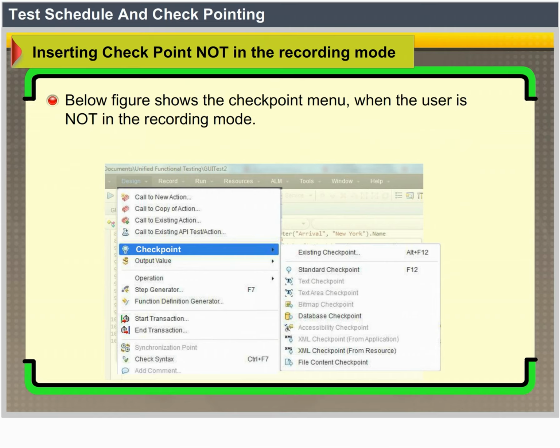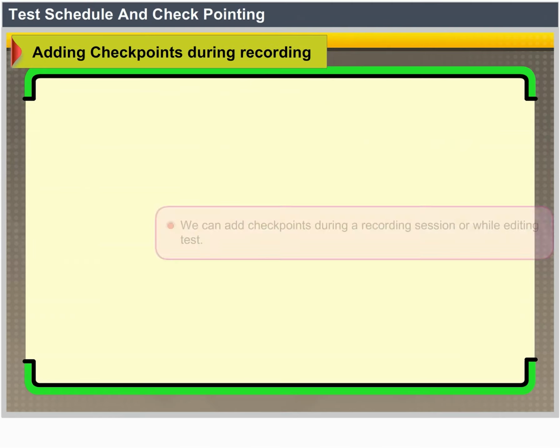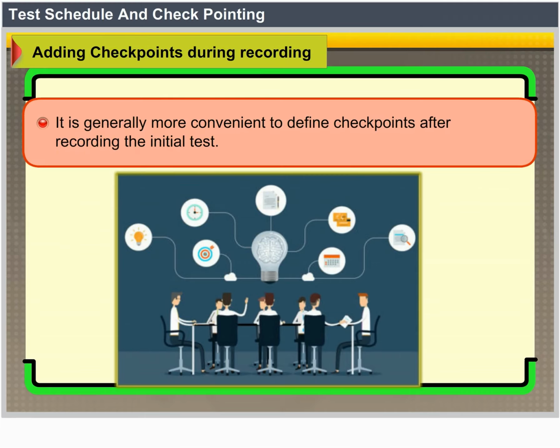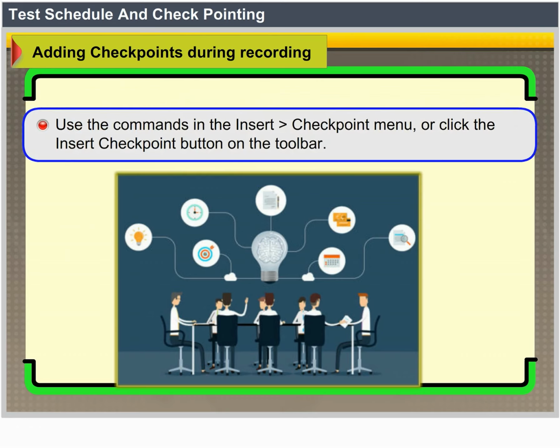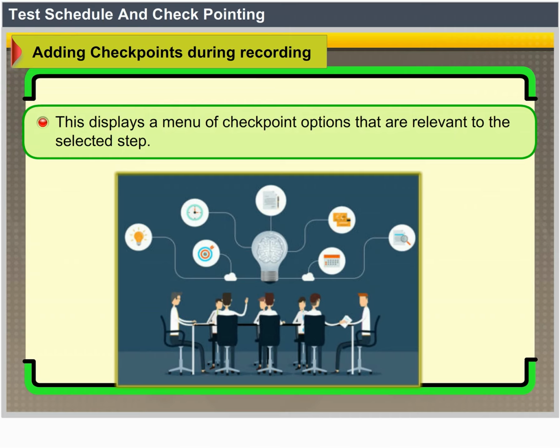Adding checkpoints during recording. We can add checkpoints during a recording session or while editing your test. It is generally more convenient to define checkpoints after recording the initial test. To add checkpoints while recording or editing, use the commands in the Insert Checkpoint menu or click the Insert Checkpoint button on the toolbar. This displays a menu of checkpoint options that are relevant to the selected step.